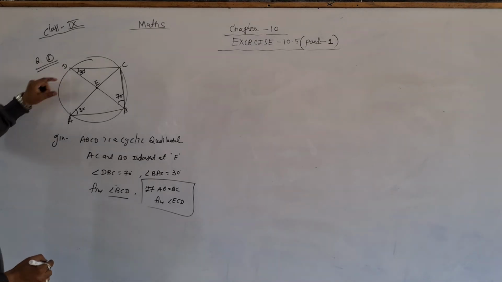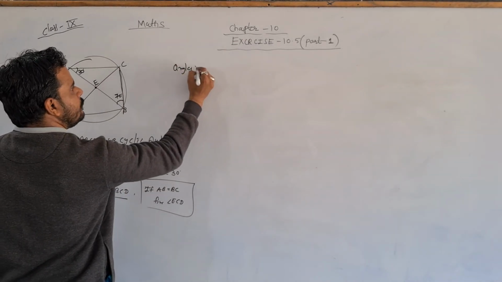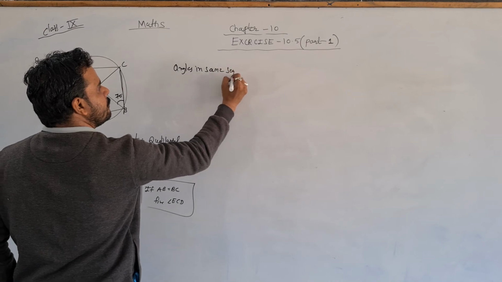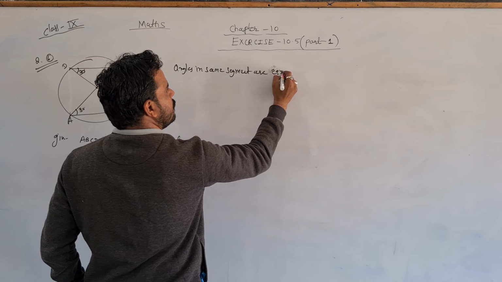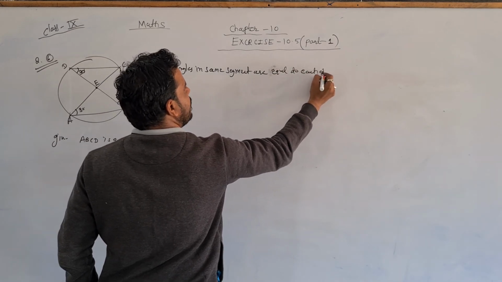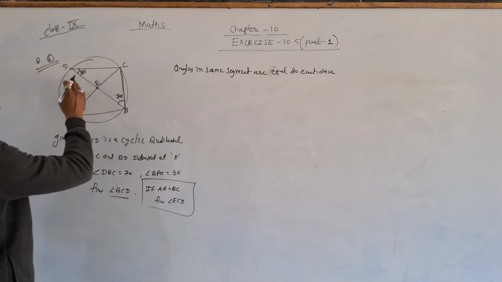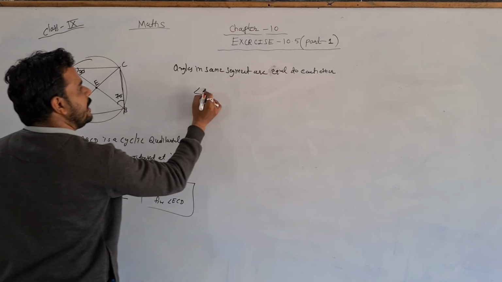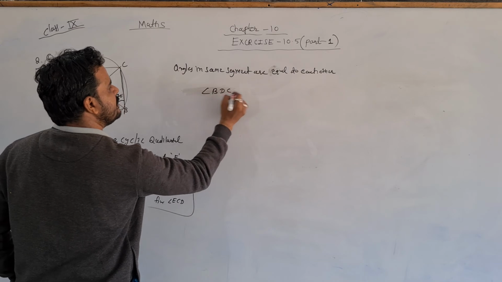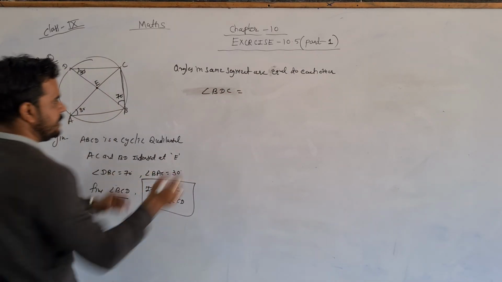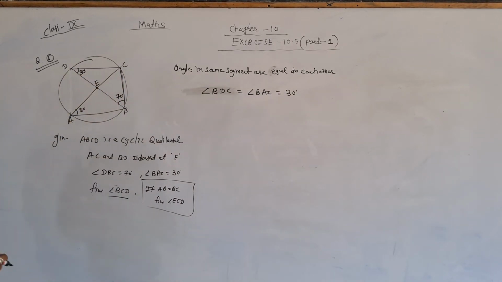So first of all, as you know, the given thing is this angle A. So we will mention that angles in the same segment are equal to each other. Okay, so angle D is equal to 30 degrees. Or if you want to write the full form, angle BDC is equal to this angle, and what is this? BAC is equal to 30 degrees. Angles in the same segment are equal to each other.